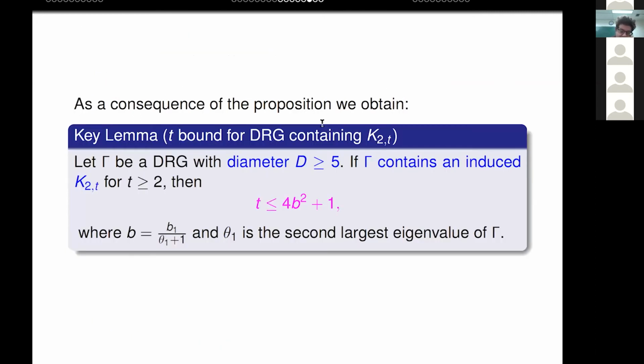And now you can also reformulate this, and that is what we call our key lemma. It says essentially the same thing: if you have a K_{2,t}, then t is at most 4b squared plus 1. That's just a reformulation of the proposition. It's not difficult at all.